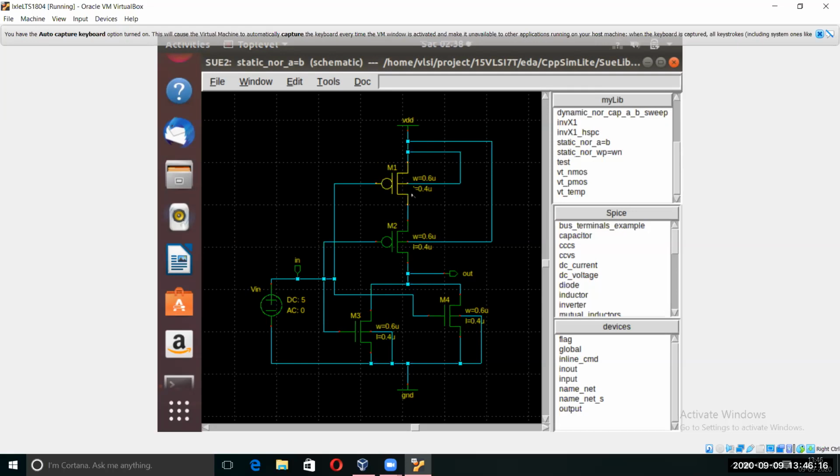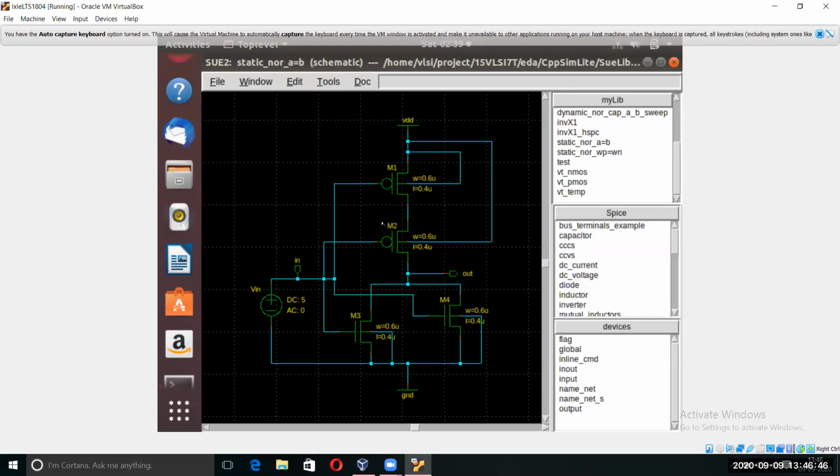So this PMOS has A and B, and this NMOS also has A and B. We have to connect the PMOS B together with the NMOS B, as well as the PMOS A to the NMOS A. The gates you have to connect together. That is how the connection was.